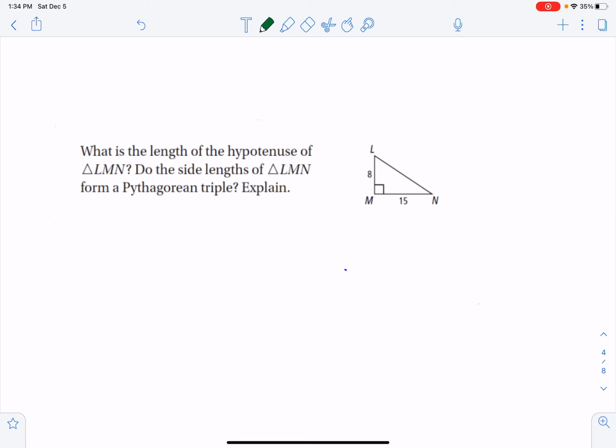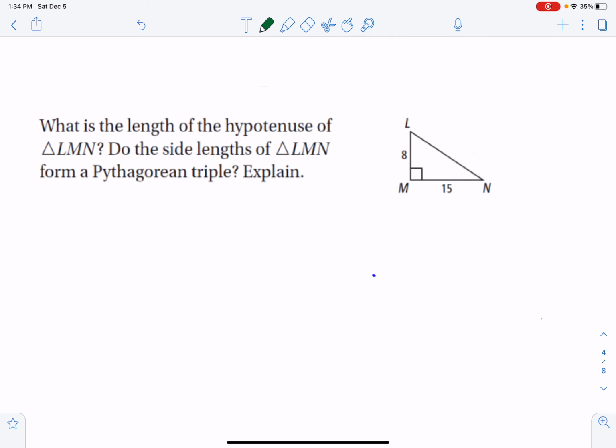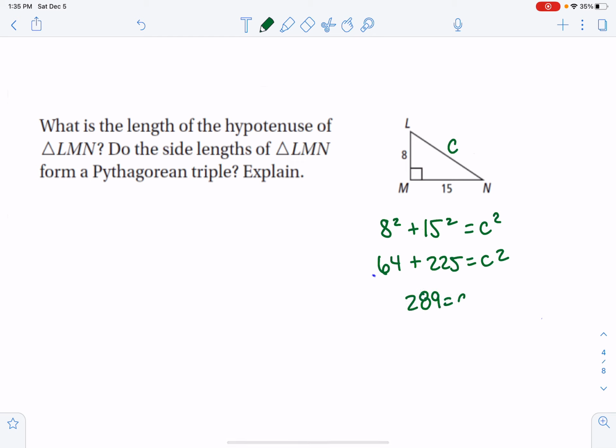Okay, so we'll start with this one. It says, what is the length of the hypotenuse? So we can start there, regular Pythagorean theorem, a squared plus b squared equals c squared. C is the longest side, so 8 squared is 64, 15 squared is 225, and that together gives us 289. We'll take the square root of both sides, and that gives us 17 for c. So not bad so far.